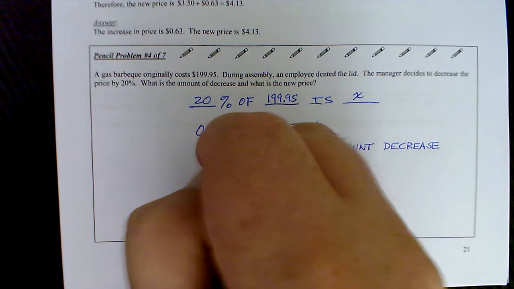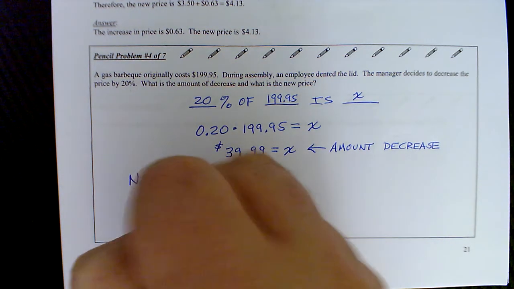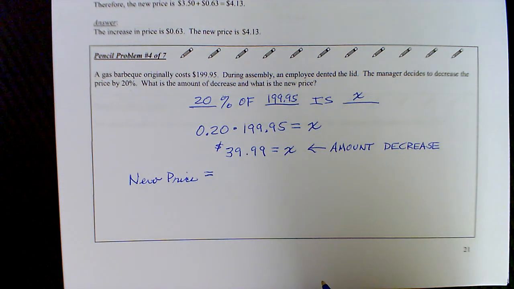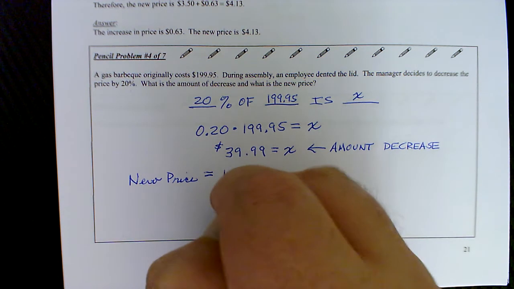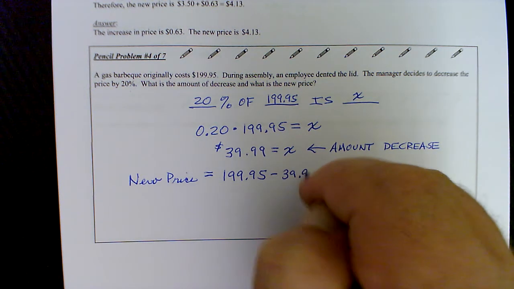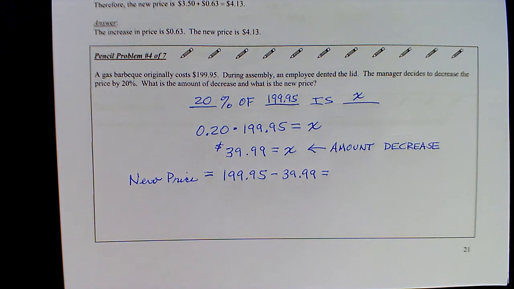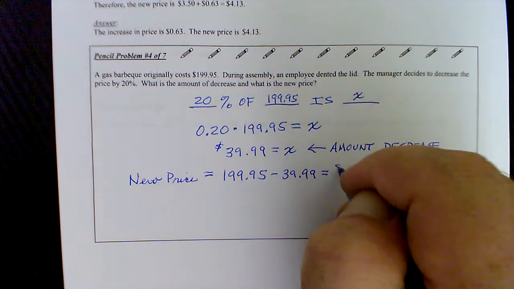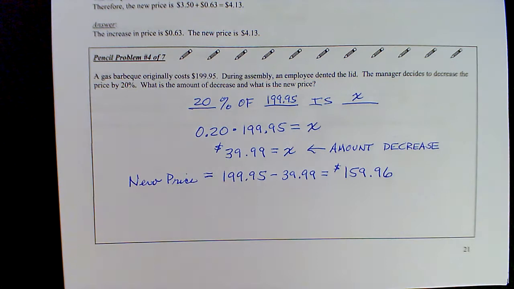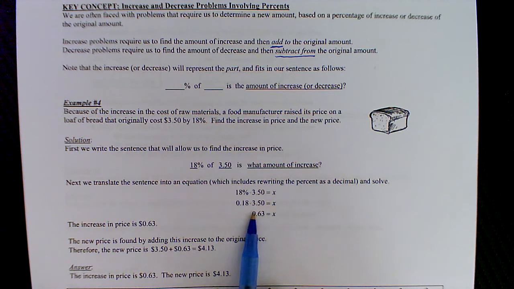So therefore the new price, and you can put a dollar symbol there if you like, and the new price, you don't really need a fancy formula for this. It should be intuitively obvious that if we're decreasing, we're going to subtract. So we take the $199.95 minus the $39.99, and we get the new price, which is $159.96. Put the dollar symbol there as well. Okay, so if you read the example, that was an increase. So when we went through that, we added.